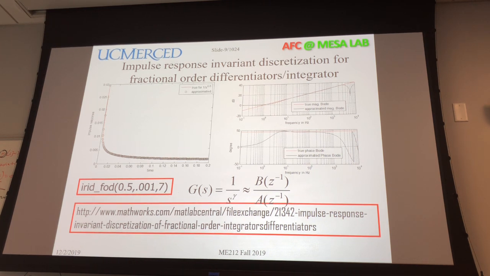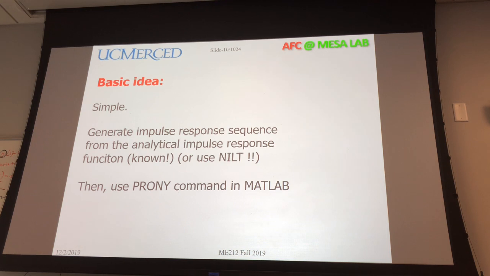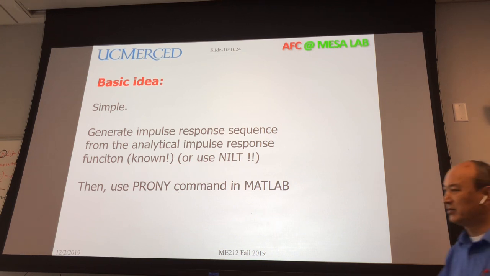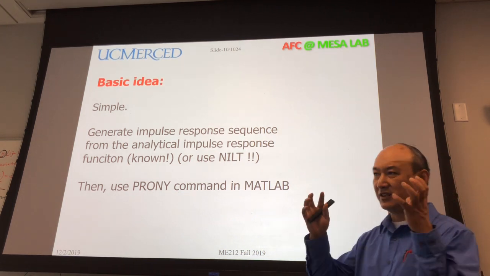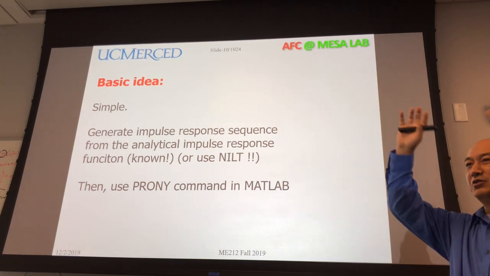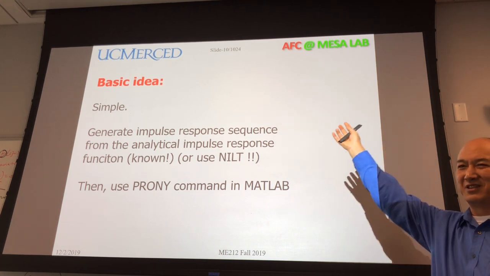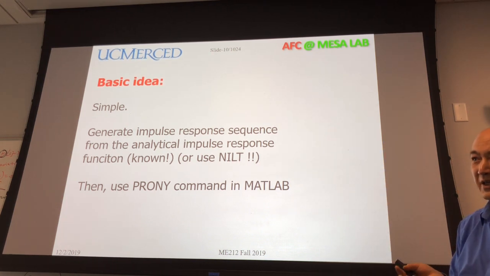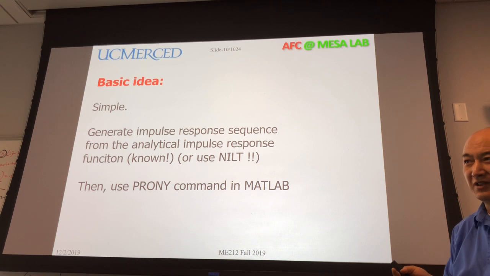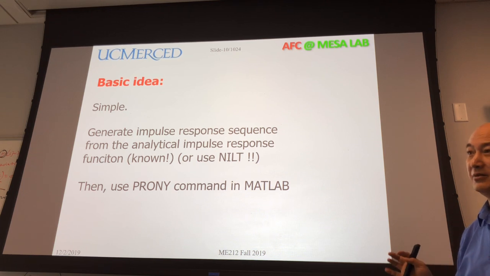So the question is, we happen to know the impulse response in here, but what if we do not know? The basic idea is simple. Say, for example, I have a PID that is integer order, then we raise the bracket to the power of alpha. How can we do discretization? If I don't tell you, it's difficult, and nobody really can do.